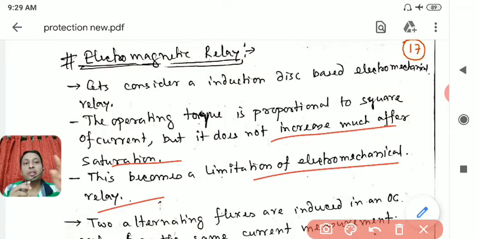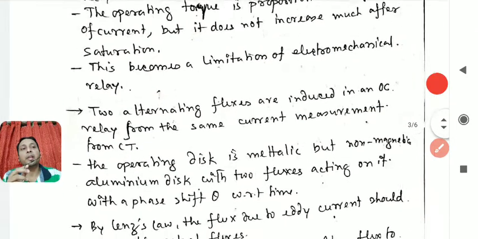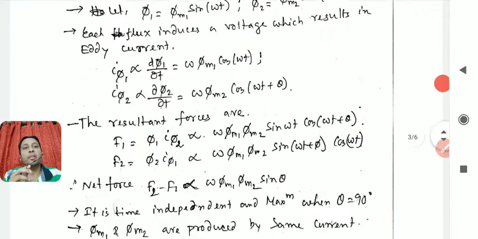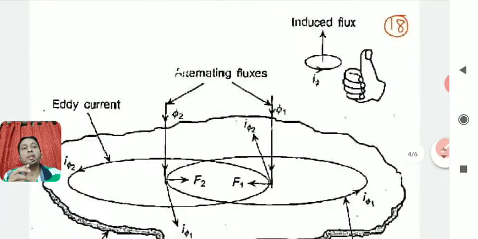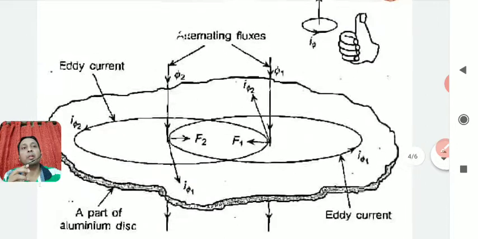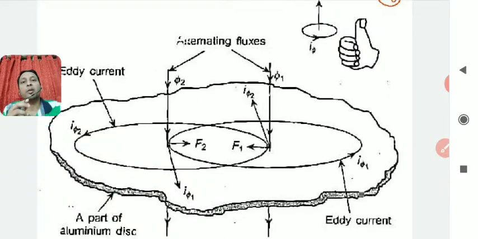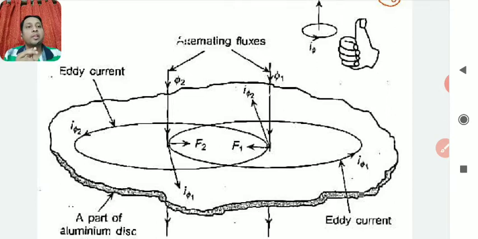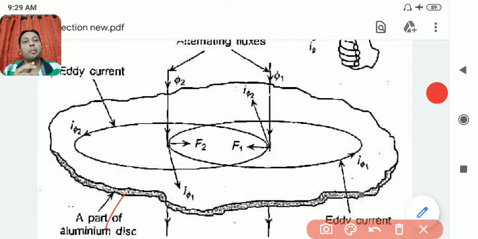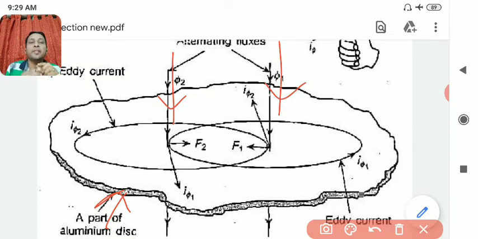For a certain period of time it is okay, but once saturation is reached, the torque will not increase as I square. So what is happening here is two alternating fluxes are induced. Let me show you the figure first, then you will understand. This is the figure. Suppose this is an aluminum disc, a simple aluminum disc, metallic but not magnetic. Now we have given two alternating fluxes here, phi 1 and phi 2, but there is a phase difference between phi 1 and phi 2. Due to this flux flowing through the disc, eddy current will be produced.